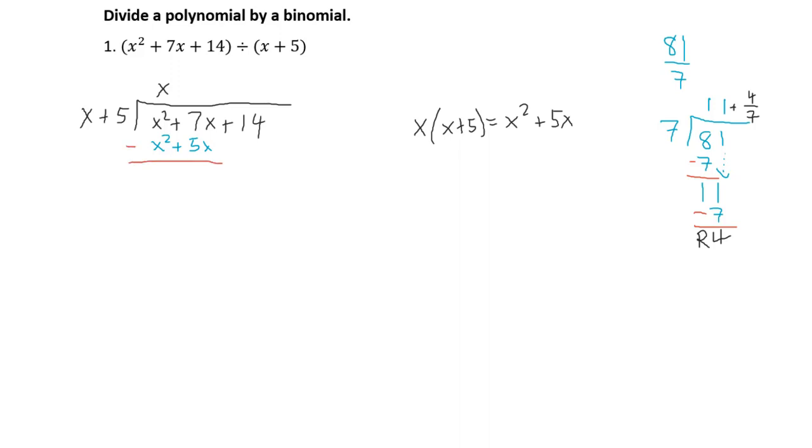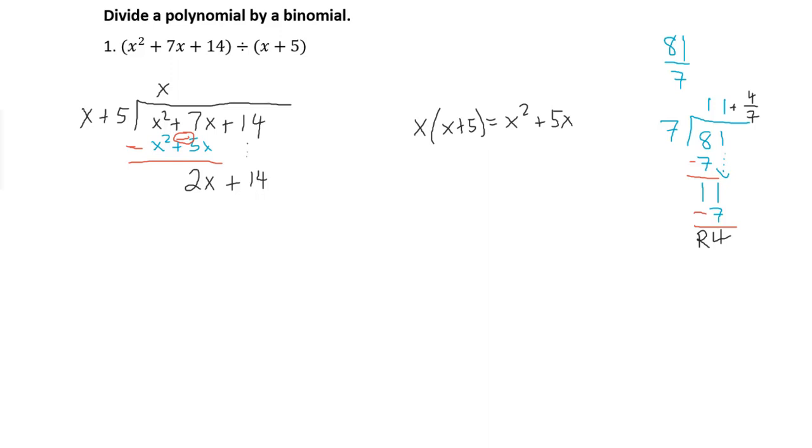But subtracting this, because there's two terms, we need to make sure that subtraction is applied to the first term and it's applied to that second term. And so now we get x squared minus x squared cancels out. 7x minus 5x gives you 2x. We bring the next term down.